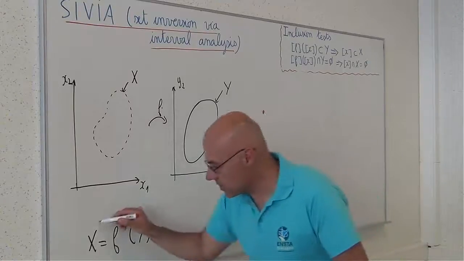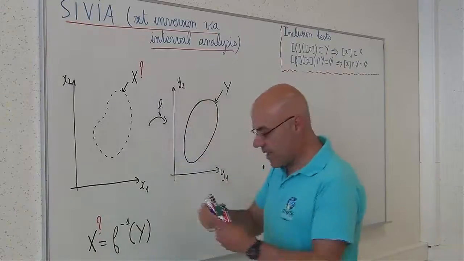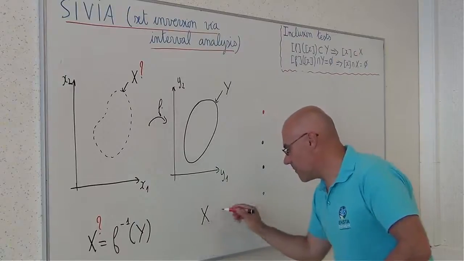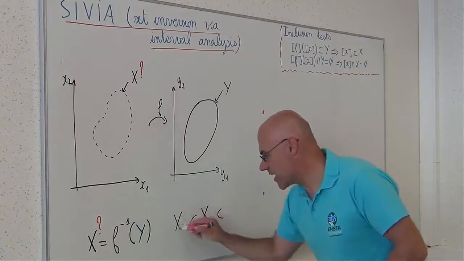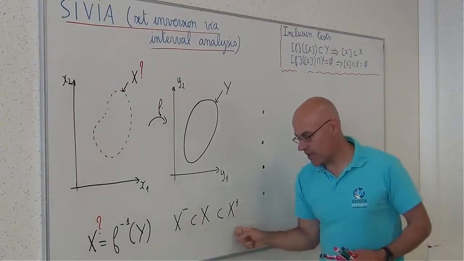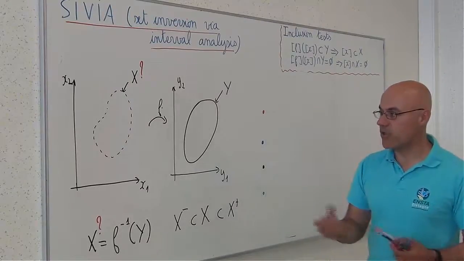This set is uncertain. It is the one I want to compute. And I will approximate it by two subpavings, x minus and x plus, which bracket the solution set x. I will consider different situations.